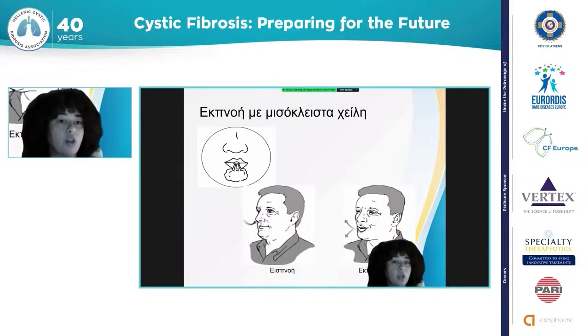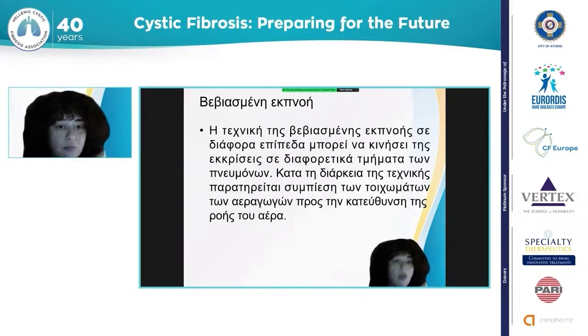These techniques, the last two, can be used in case of dyspnea or feeling of not being able to breathe. The half-closed lips reduces the number of breaths and creates relaxation. The previous things that I described were for expectoration.